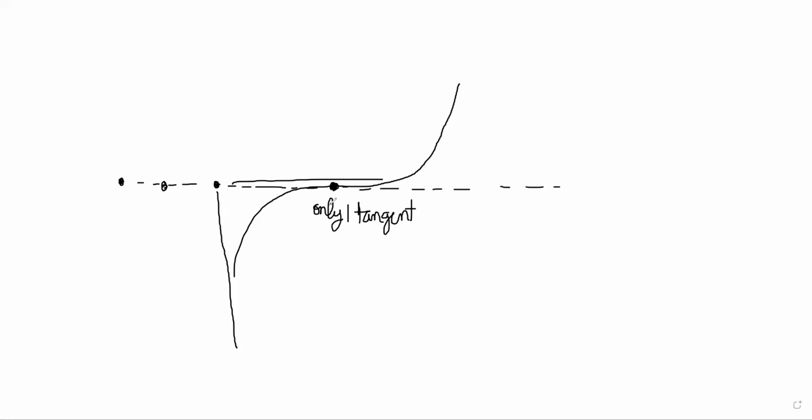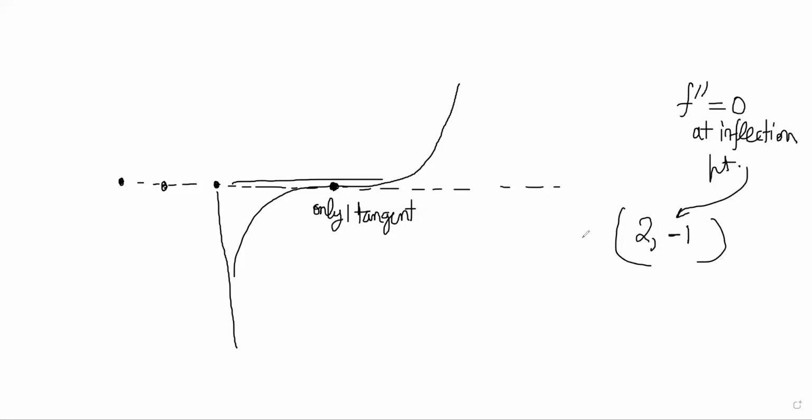Because this is an inflection point, we use the fact that f double dash is 0 at the inflection point. Our inflection point is basically 2 comma minus 1, because that is the disallowed value where h is equal to 0, right? Then h at 2 comma minus 1, whatever comes from f double dash is 0, is one equation.